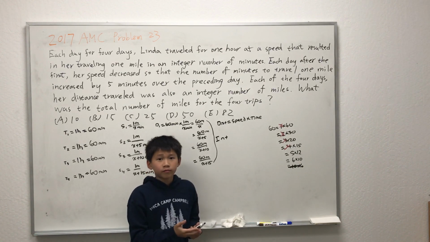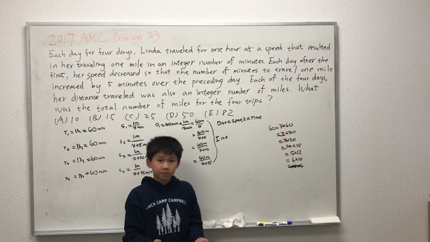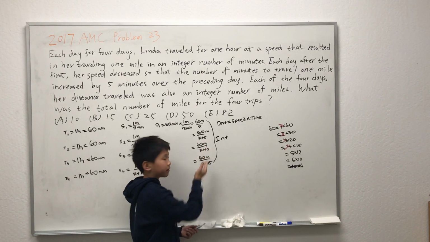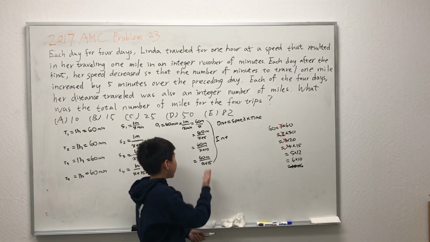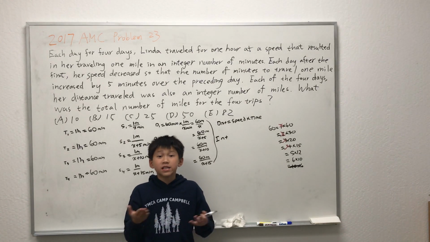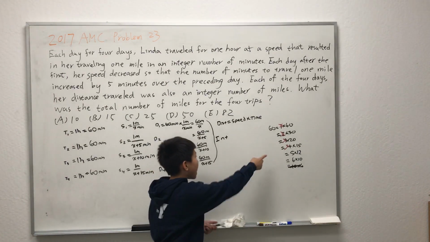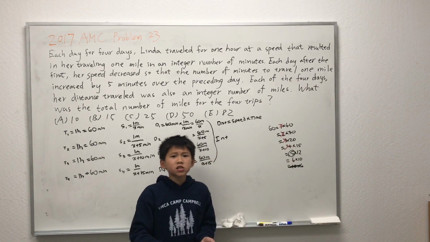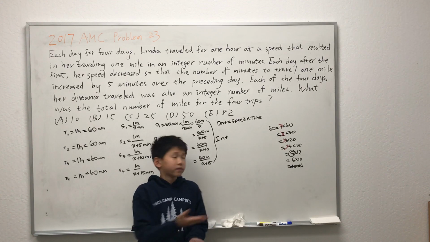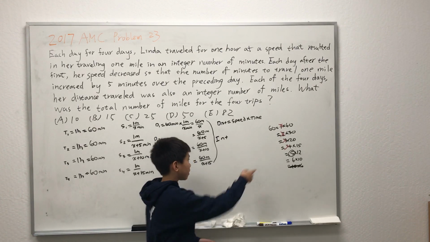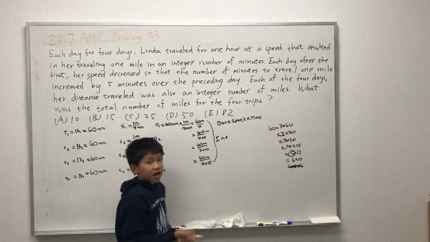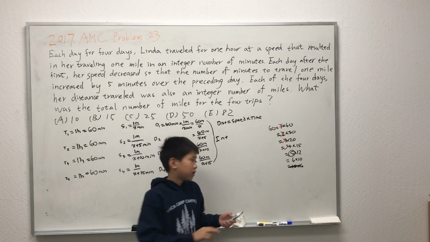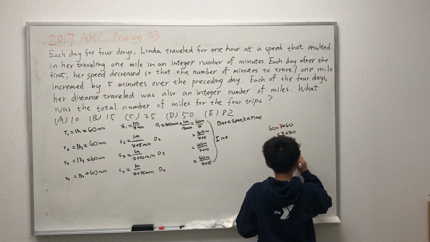Let's try 5 now. 60 over 5, that is an integer. 60 over 10, that is also an integer. 60 divided by 15, that is also an integer. And 60 over 20, that is an integer as well. Therefore, x can be 5. So that is a possibility. But let's check all the other ones and make sure that 5 is the only one. 6. 60 over 6 is 10, that is an integer. But 60 over 6 plus 5, 11, is not an integer. Therefore, x cannot be 6.